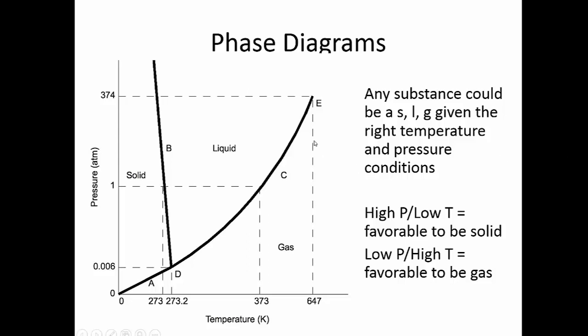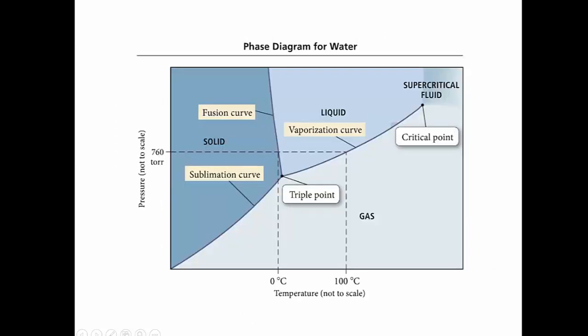And if you notice in this phase diagram, in order to get something to be a solid, we typically have to have a relatively low temperature and relatively high pressure. In order for something to be a gas, we have a relatively high temperature and a relatively low pressure, and liquid is somewhere in between there in the middle.